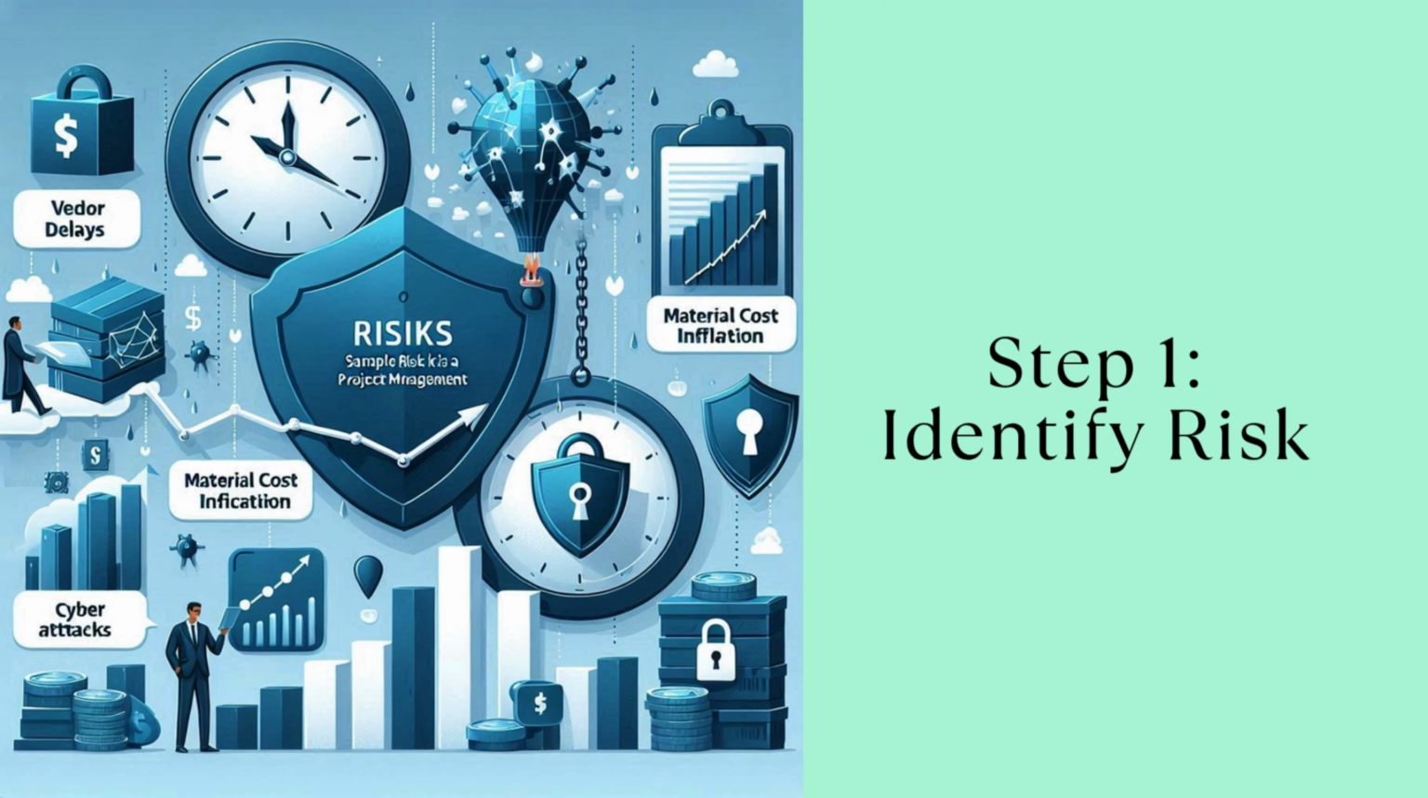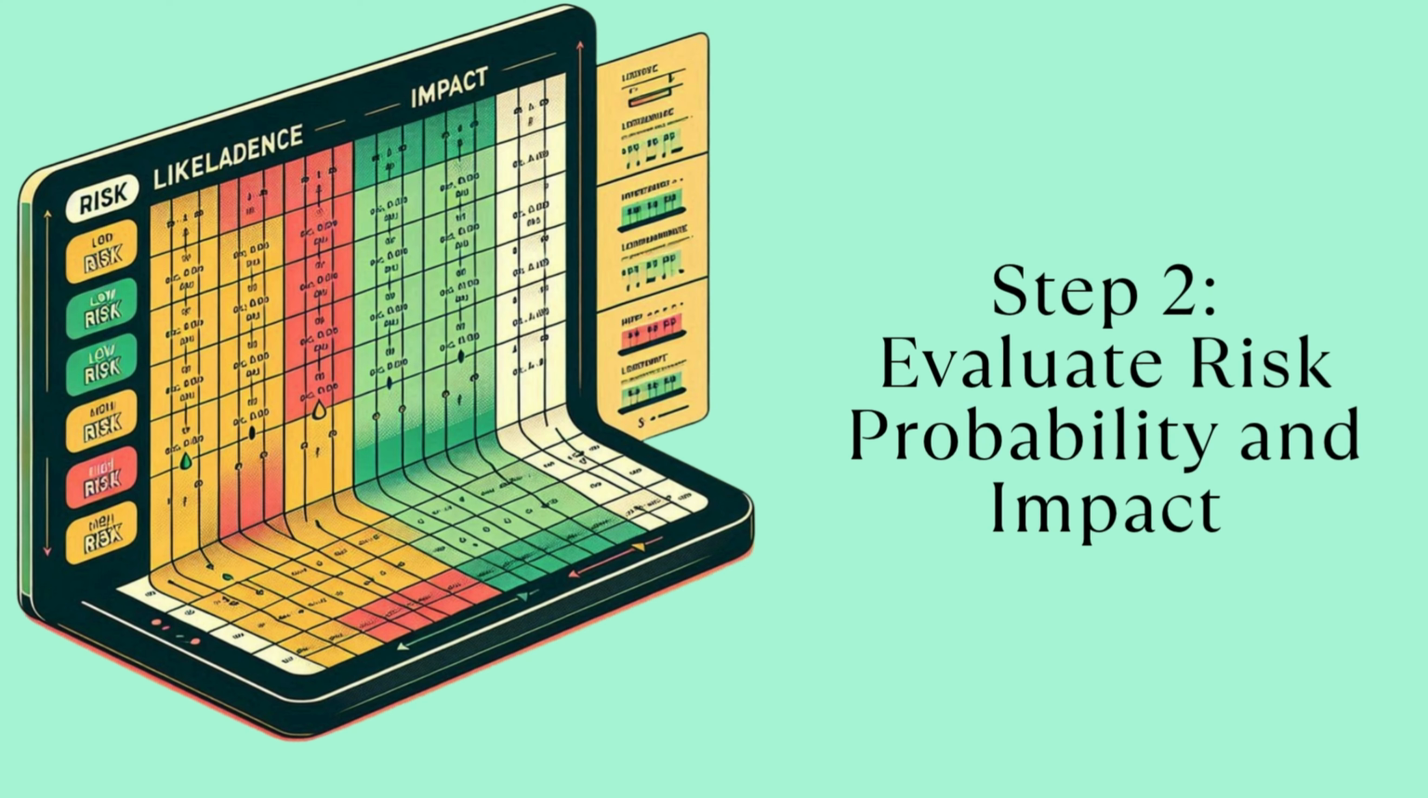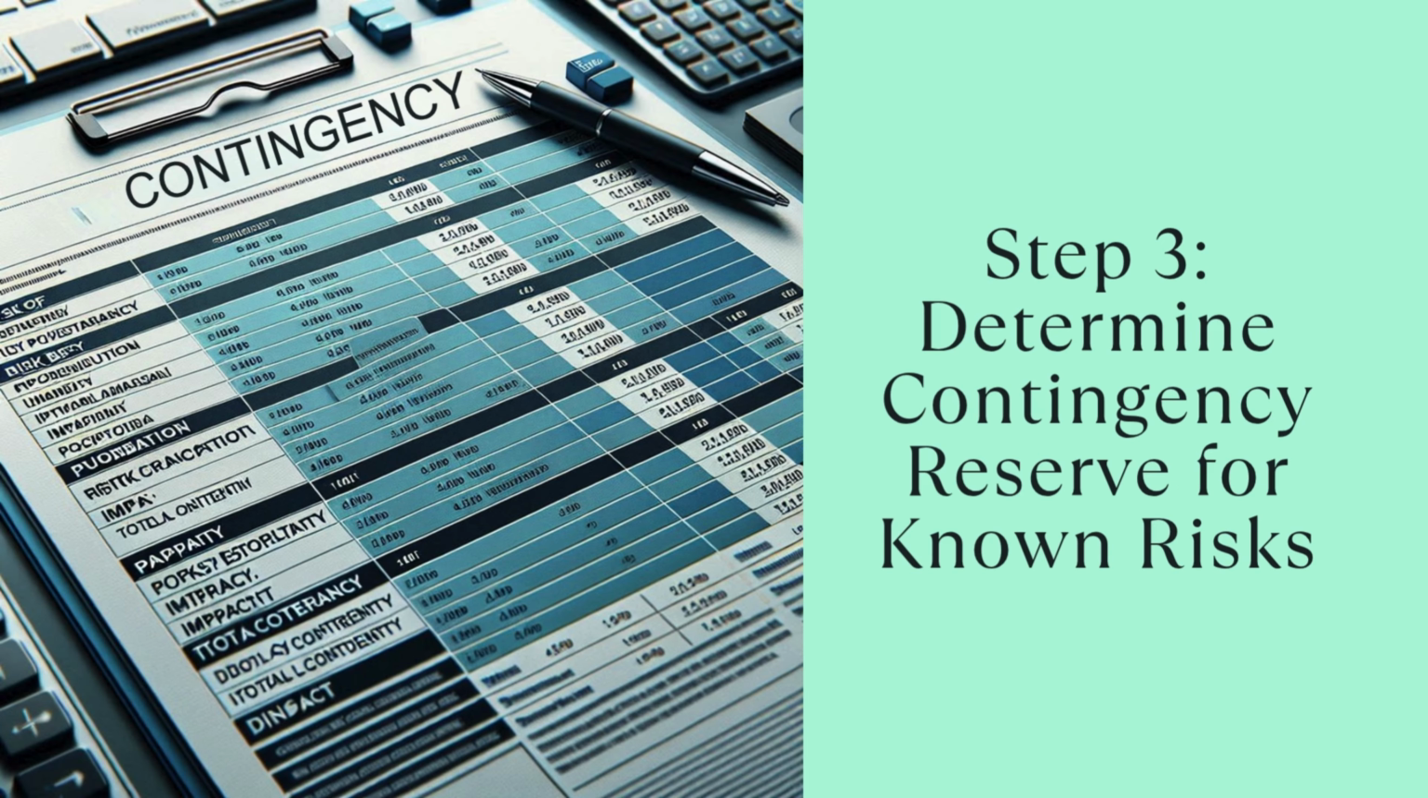Step 1. Identify risk. Start by listing all potential risks, from scope gaps to third-party failures. Use tools like expert judgment, SWOT or PESTLE. Lessons learned from past projects. Step 2. Evaluate risk probability and impact. Next, assign numbers. Risk equals probability times impact. Example, a supplier failure with 20% probability and $300,000 impact equals a $60,000 reserve. This gives you a tangible amount to budget for each risk.